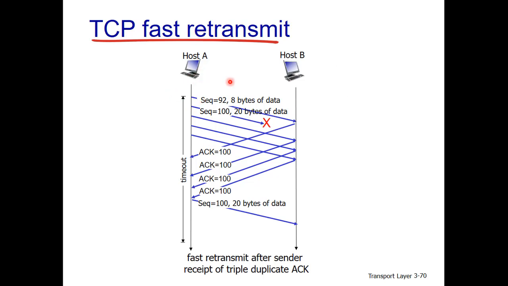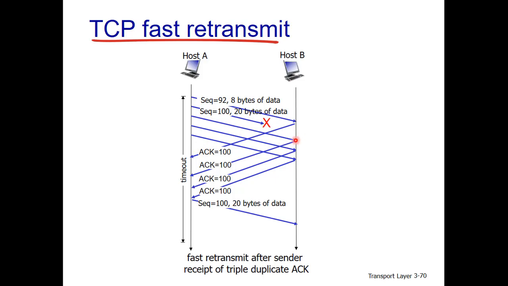Sender A is sending data to B. It sends 1, 2, 3, 4, 5 packets. Let's assume that this segment, which has a sequence number of 100, gets lost in the network. But the receiver received all the other packets. This is the packet it is expecting to receive, and it receives a packet with a higher sequence number. So instead of sending an acknowledgement of the higher sequence number, it sends acknowledgement 100, as it is expecting sequence number 100.